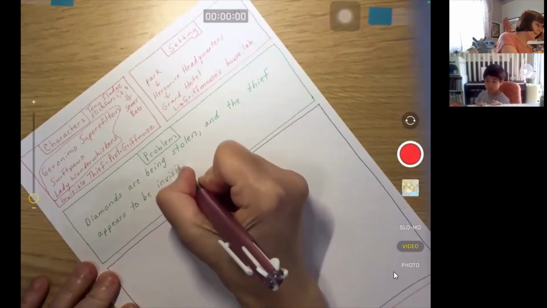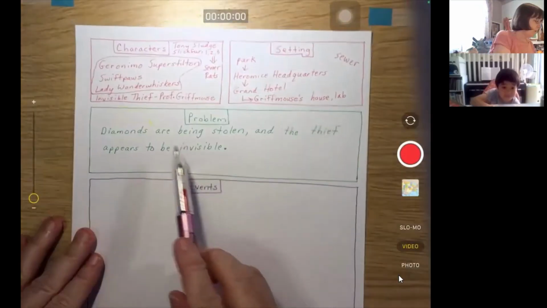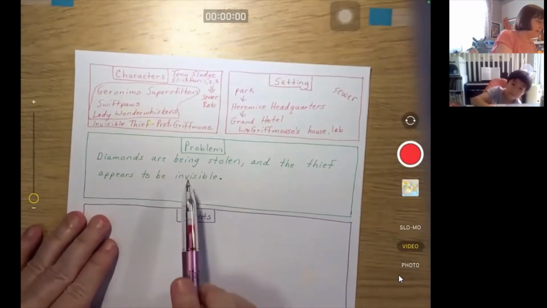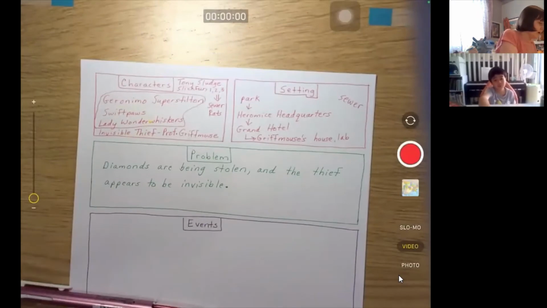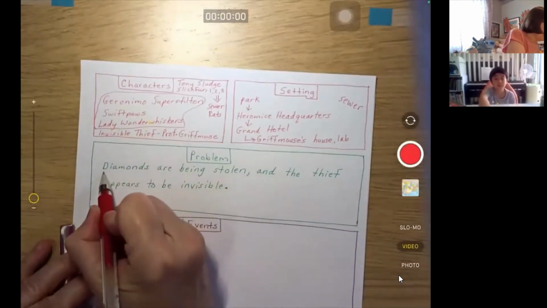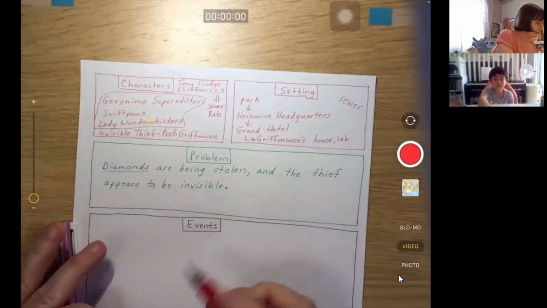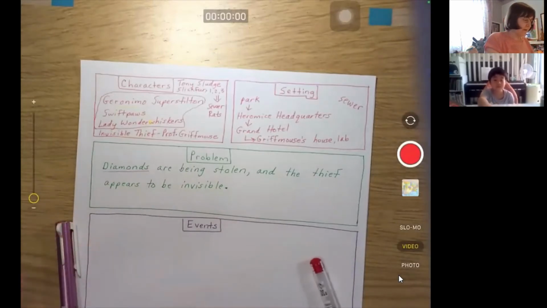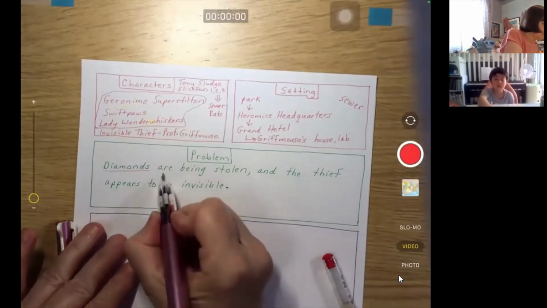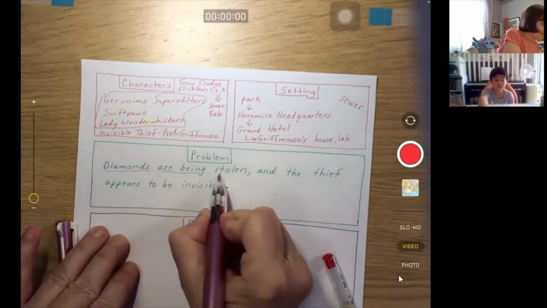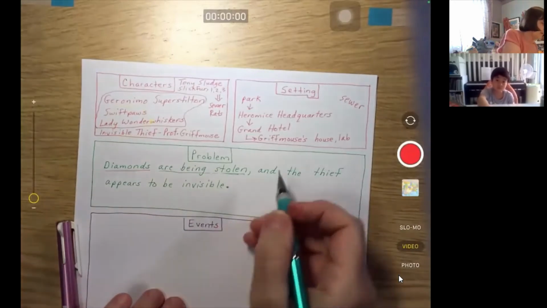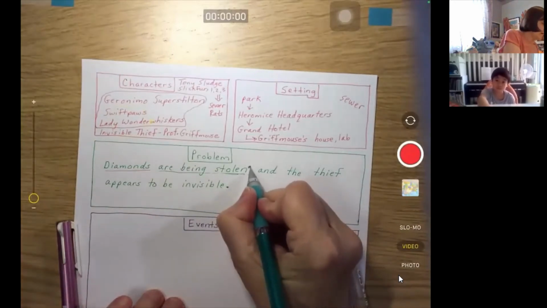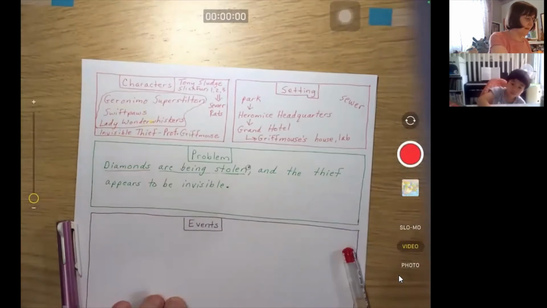Okay, so let's take a quick look at this sentence here. What I want to show you is that this first part of the sentence is about diamonds, and the rest of it tells us about the diamonds, what's happening to them. They're being stolen. Now, I could have put my period right here and have that be the end of my sentence.